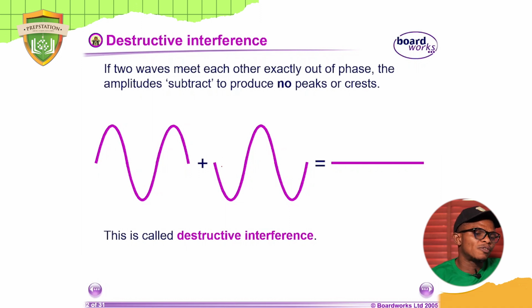So if these two waves are moving, what will happen is that when wave 1 is going down, wave 2 is going up, as you can see from the tail end here. Look at my marker.